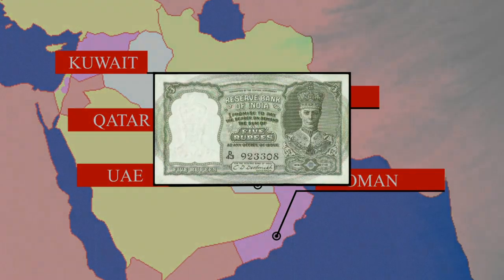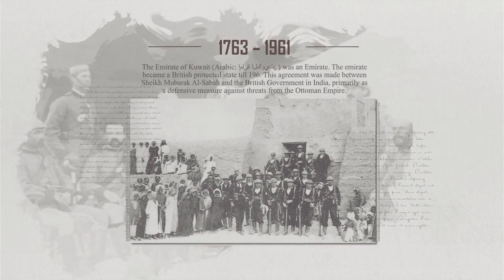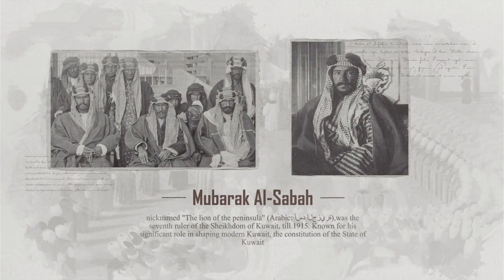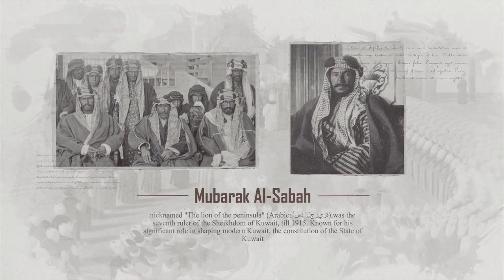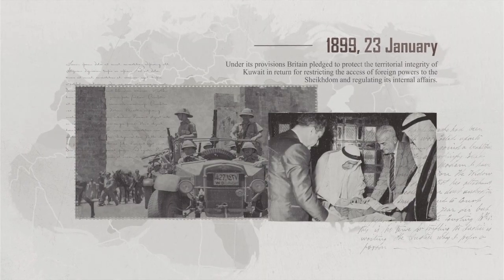The Indian Rupee was used as the official currency because from 1763 to 1961, the Gulf region was under British influence. At that time, Kuwait was under the control of the Ottoman Empire, and its ruler was Mubarak al-Sabah. In July 1897, he invited the British to Kuwait to provide protection services, since the region didn't have its own army or military power. Later, in January 1899, a treaty was signed with the British, giving them control over Kuwait's national security and foreign policy.